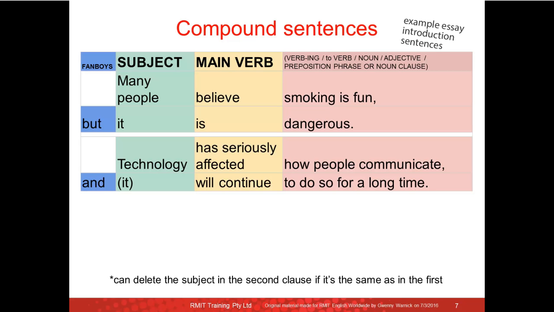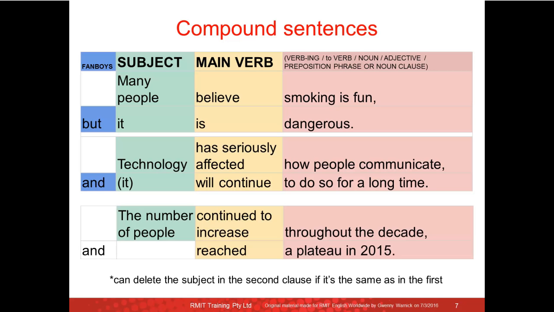Let's look at some examples. Many people believe smoking is fun, but it is dangerous. Technology has seriously affected how people communicate, and it will continue to do so for a long time. As you can see in the second sentence, it is optional. That's because it replaces technology, and we know that these two clauses are equal. So if I have one of the fanboys joining my two clauses and the subjects are the same, it's okay to delete it in the second clause, like you can see here. The number of people continued to increase throughout the decade and reached a plateau in 2015.